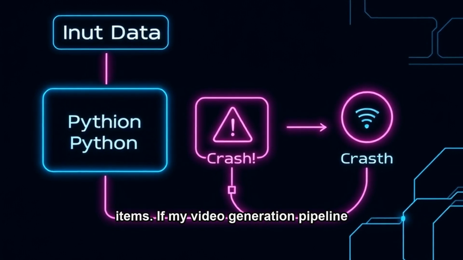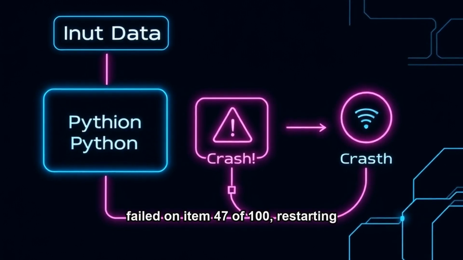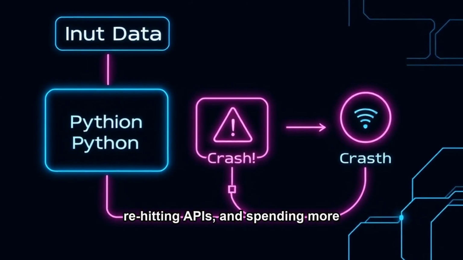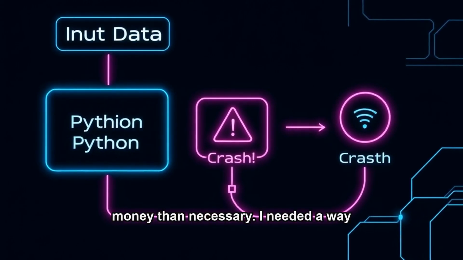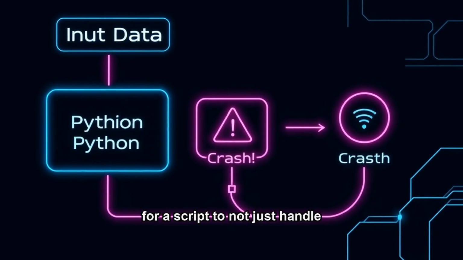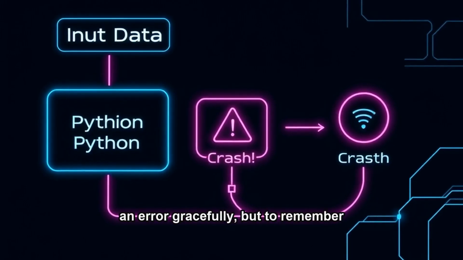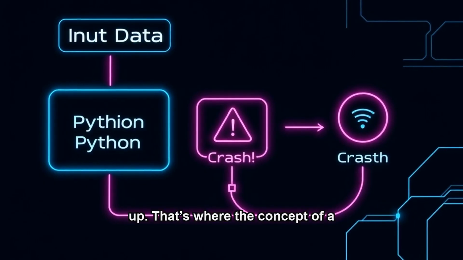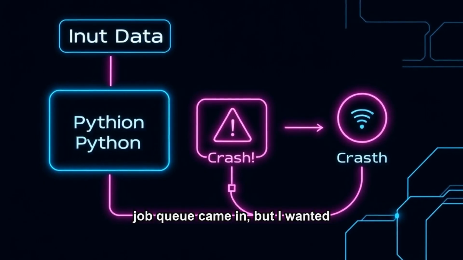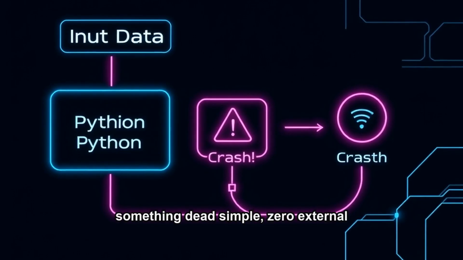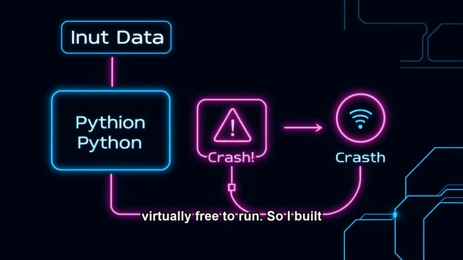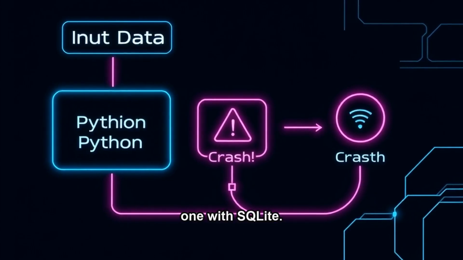If my video generation pipeline failed on item 47 of 100, restarting meant regenerating 46 videos again, re-hitting APIs, and spending more money than necessary. I needed a way for a script to not just handle an error gracefully, but to remember where it left off and pick back up. That's where the concept of a job queue came in. But I wanted something dead simple, zero external dependencies beyond Python itself, and virtually free to run. So I built one with SQLite.